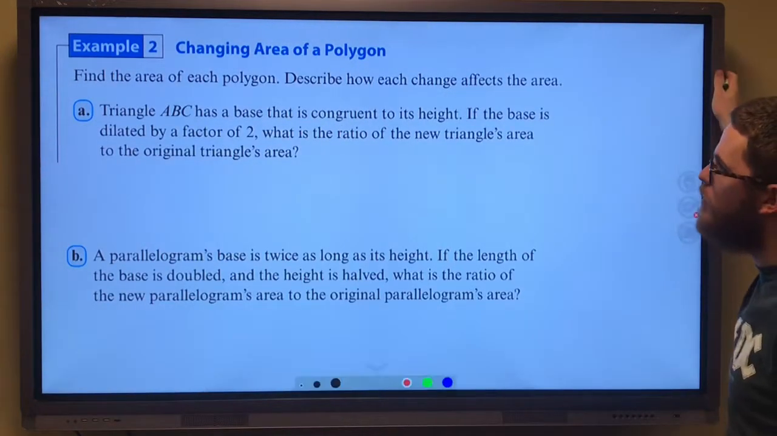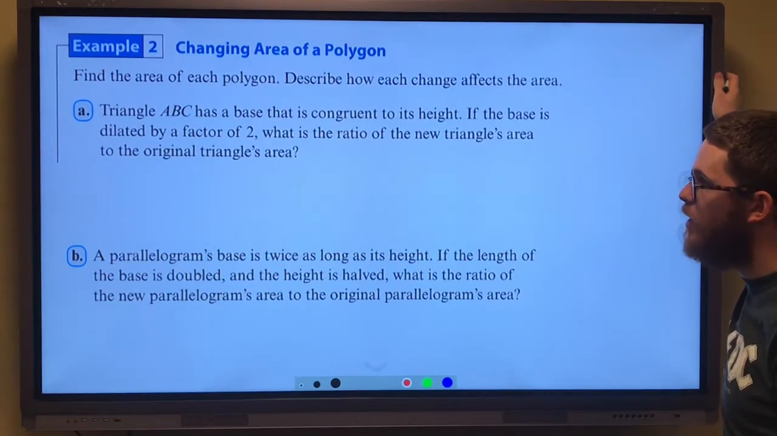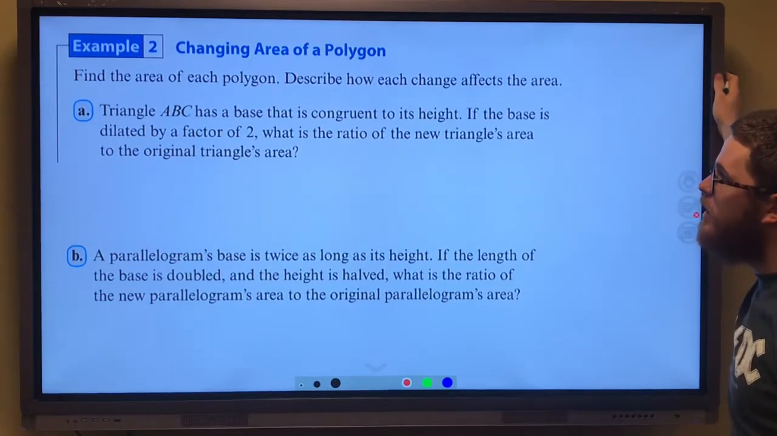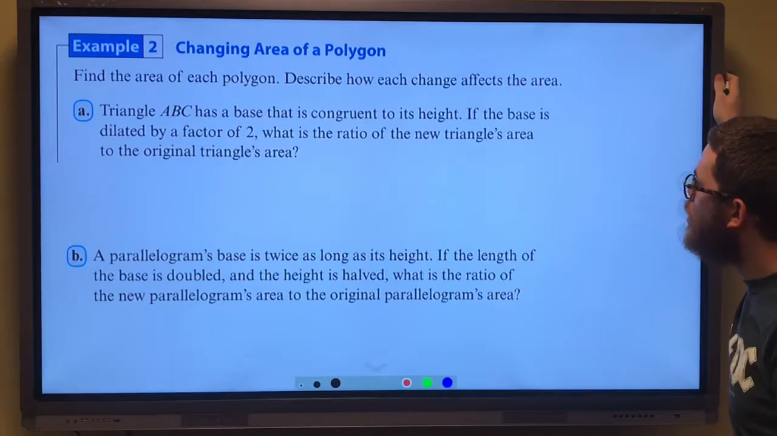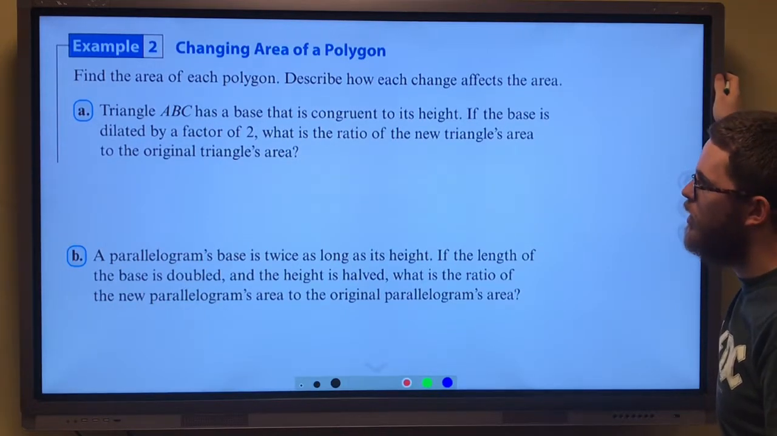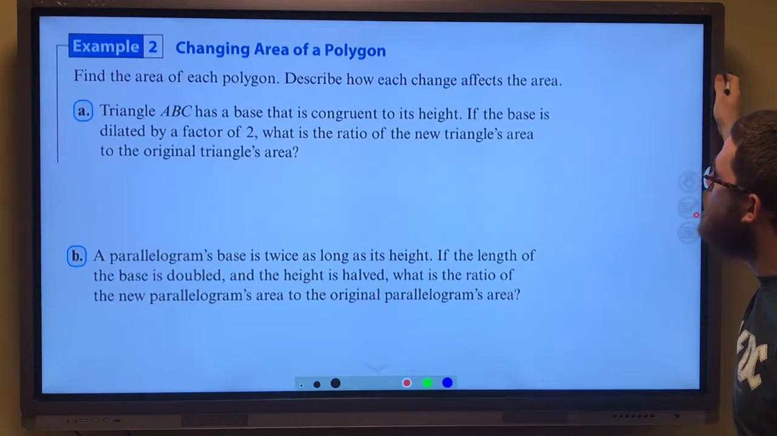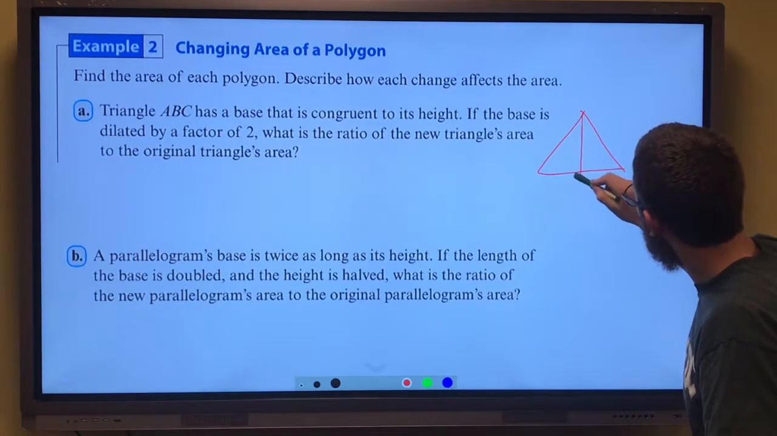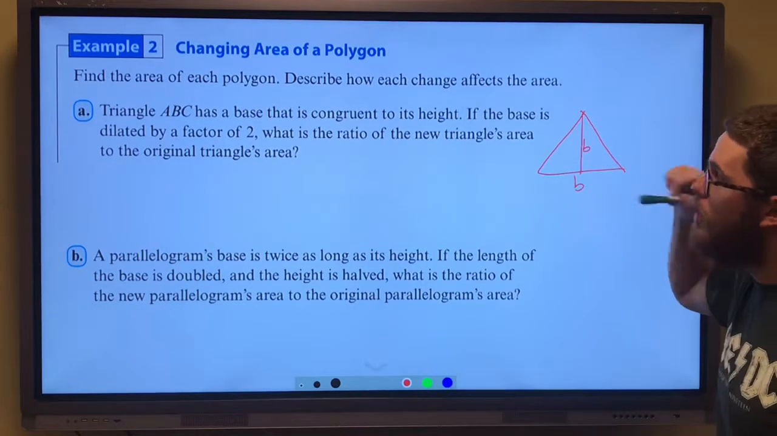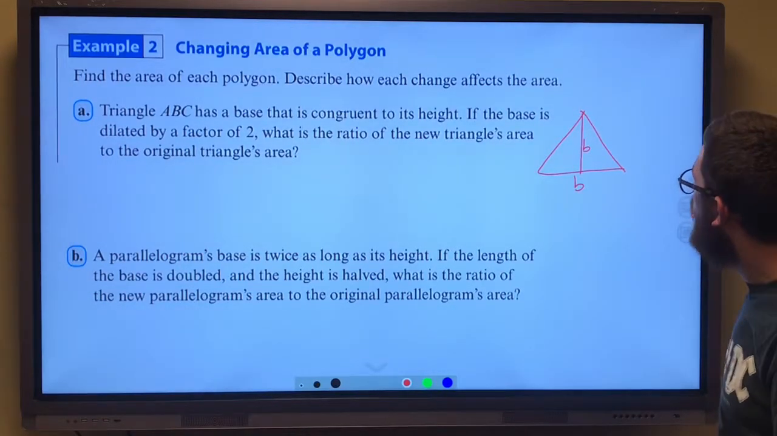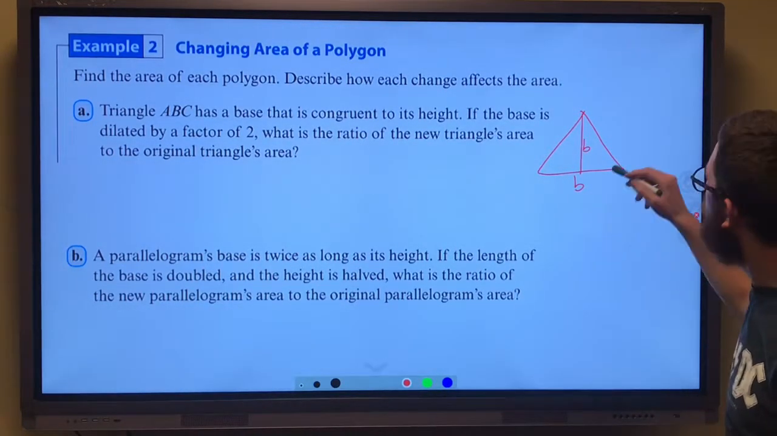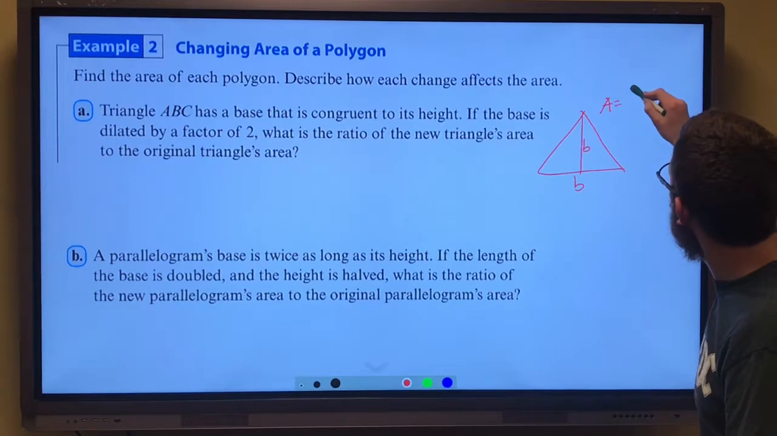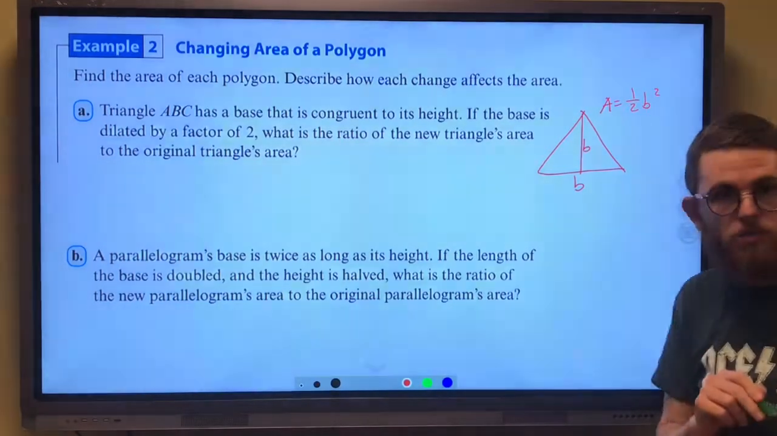Here it says, find the area of each polygon, describe how each change affects the area. Triangle ABC has a base that is congruent to its height. If the base is dilated by a factor of 2, what is the ratio of the new triangle's area to the original triangle's area? Well, the base is congruent to the height, so the area of this original figure would be 1/2 base times height, so this area would be 1/2 b squared. Look at that.